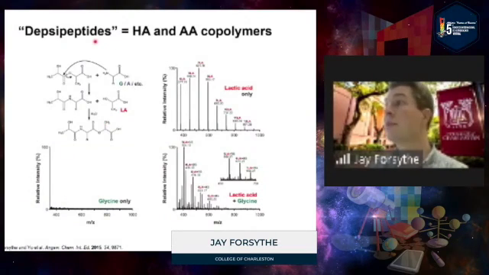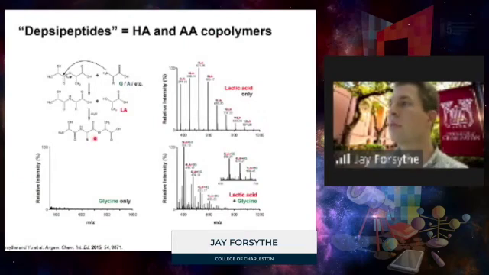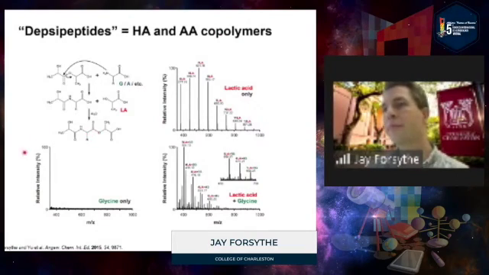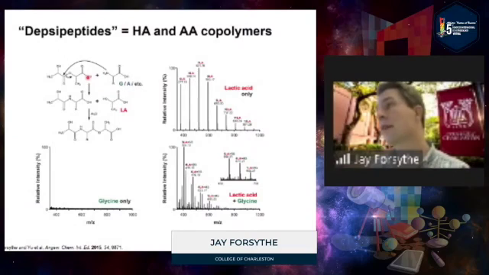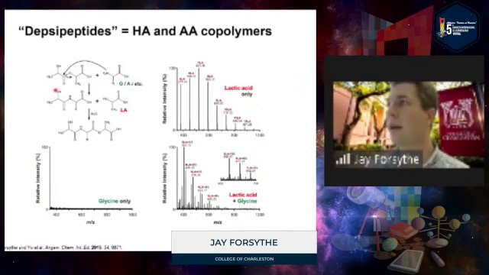These peptides are called depsipeptides. So they're essentially copolymers of hydroxy acids and amino acids. They look very similar to peptides, except they have ester bonds in them as well. This is a figure from our 2015 paper in Angewandte, and what it shows is that when you polymerize the amino acids and hydroxy acids together, the hydroxy acids react first to form ester bonds, and these activated ester bonds can be attacked by the amino acids to form peptide bonds.